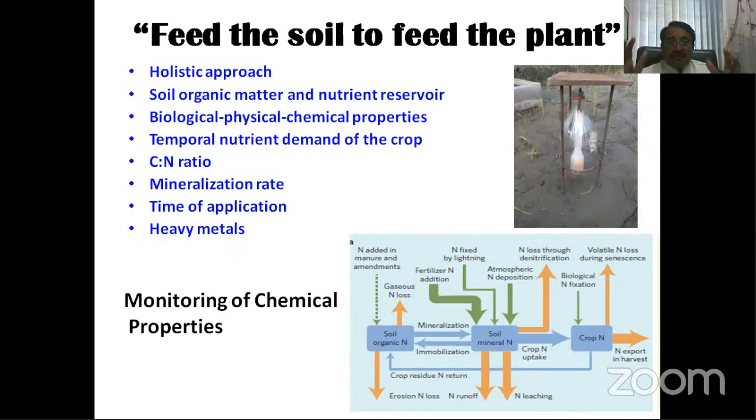So in this holistic approach, we monitor chemical properties, because they are directly dependent on the physical and biological properties. That means checking whether nutrients are in available form, and taking care of nutrient mineralization. Whatever nutrient source you are using, whether it is mineralizing or not, and whether availability is there or not.